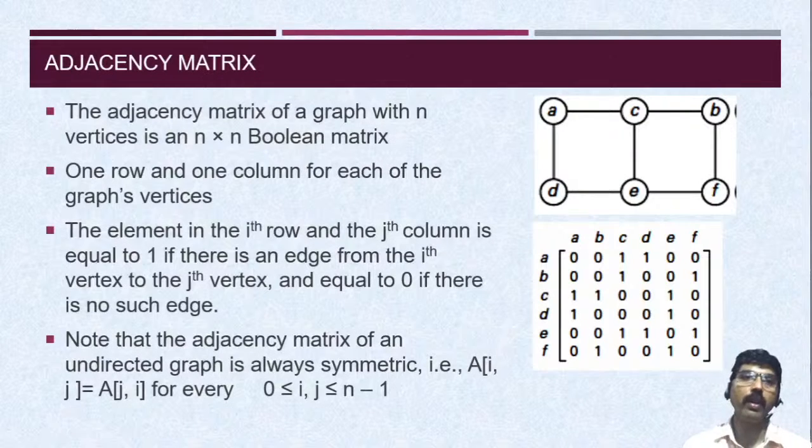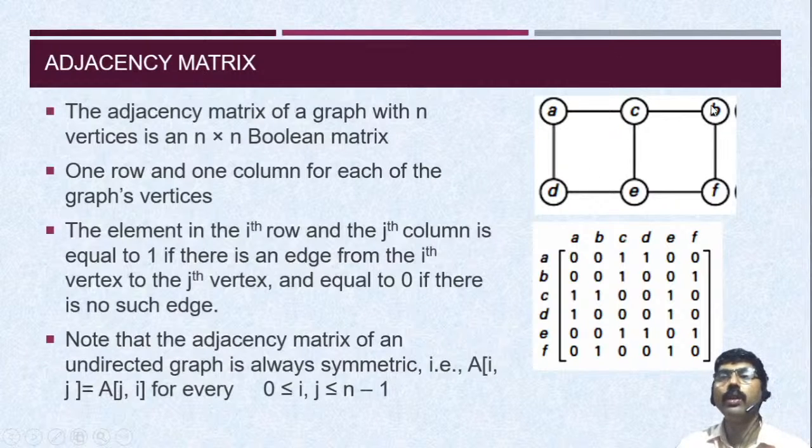The first one is called the adjacency matrix. Now this is the graph, and the adjacency matrix of this graph is written here. So what is the meaning of that? I will explain first. If we have n number of vertices, we can create an n x n matrix.